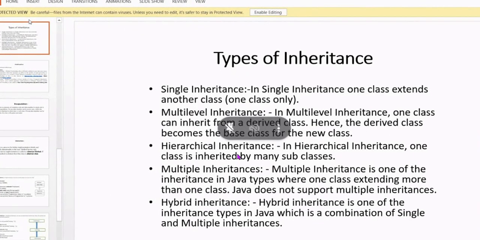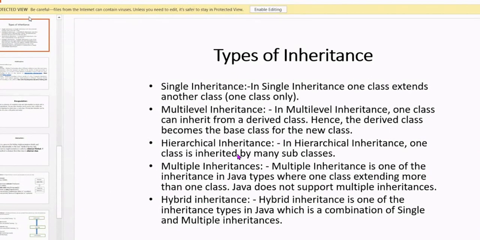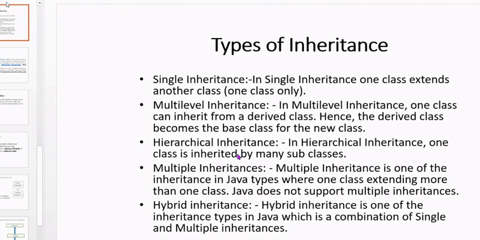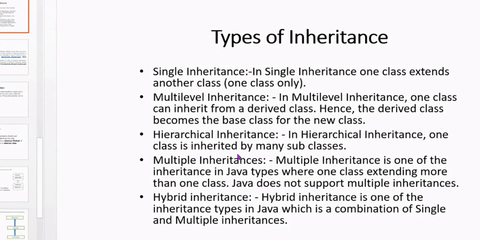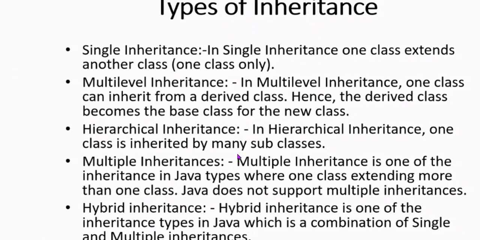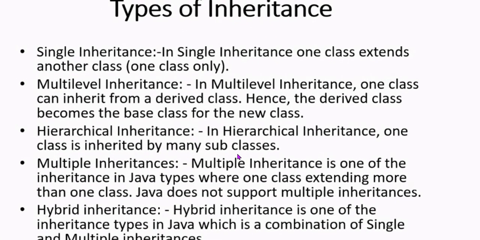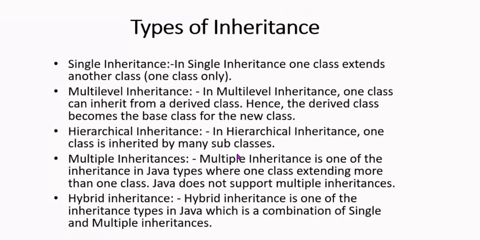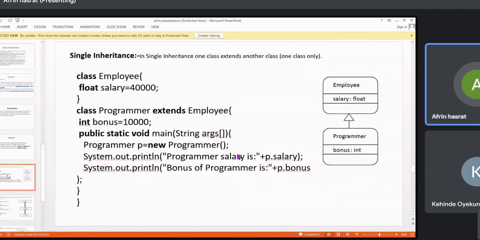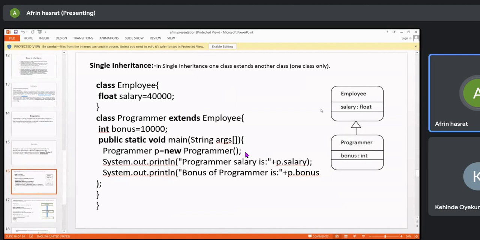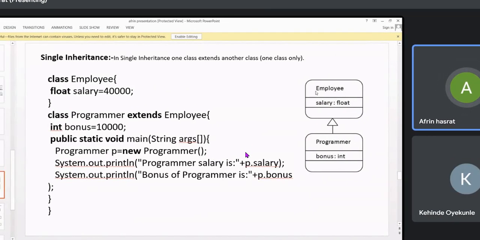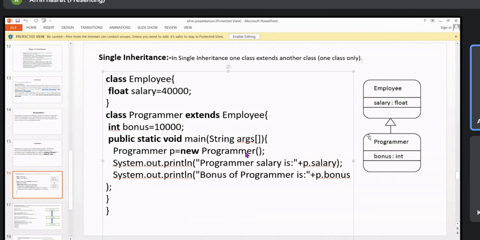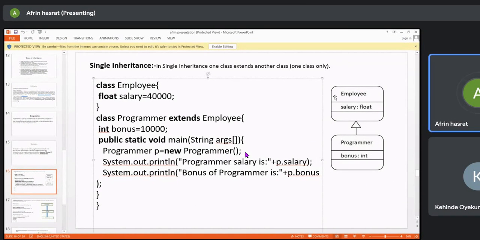So in the last session we learned types of inheritance. What is inheritance? Inheritance means acquiring the property of parents by a child. There are types of inheritance: single, multiple, hierarchical, multi-level, and hybrid. First of all, what is single inheritance? In single inheritance, one class extends another class, acquiring the property of that class. There are two classes: one is employee and the second is programmer.